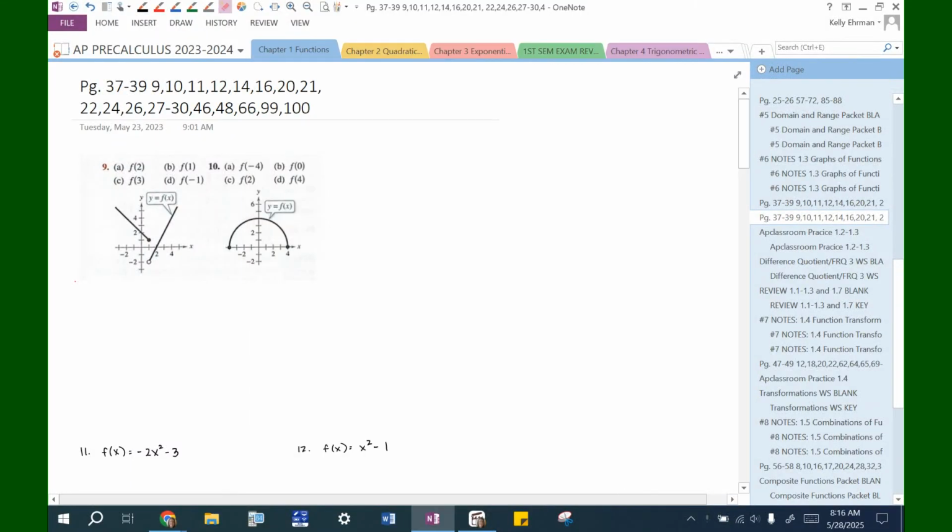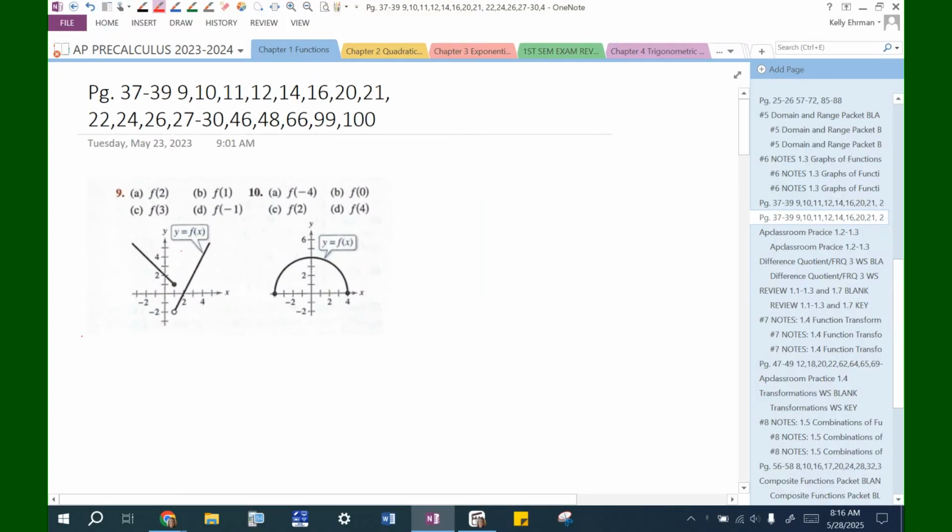All right, this is page 37 to 39, and we're starting with problem number 9. So they've given you a graph of f of x, and we're just supposed to find these function values. So part A, f of 2. This just means what's the output when the input's 2. So here's f of 2. Looks like it's 0. And part B is f of 1.